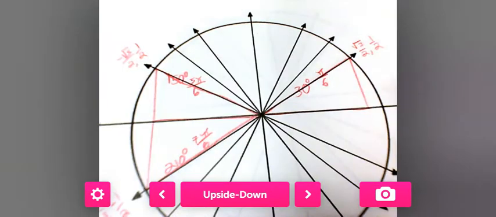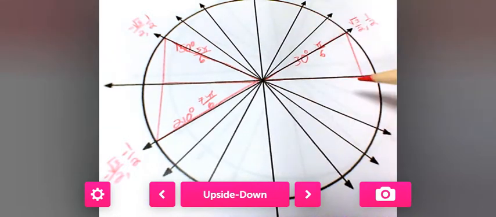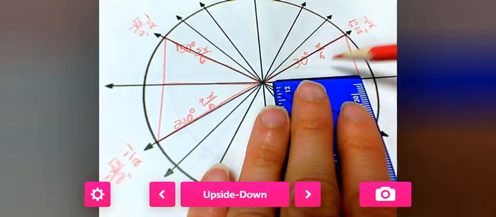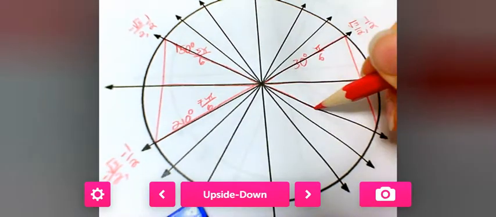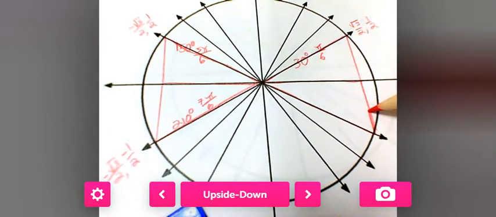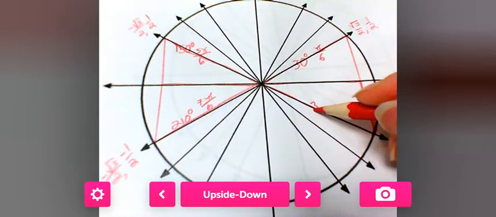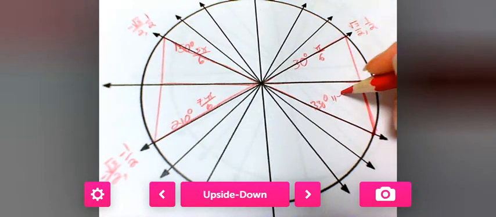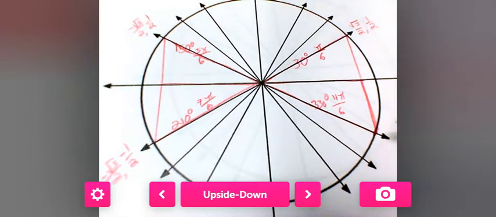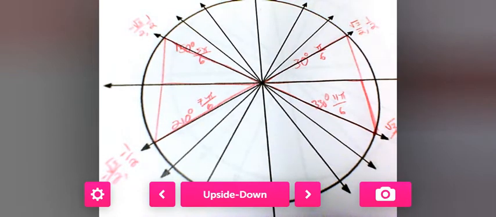Am I going too fast, or do you guys feel pretty good about it? We're going to take this one and reflect it over the y-axis. And we get this triangle right here. And this point right here is 330 degrees. And the radian is 11 pi over 6. And its point is square root 3 over 2, negative 1/2.